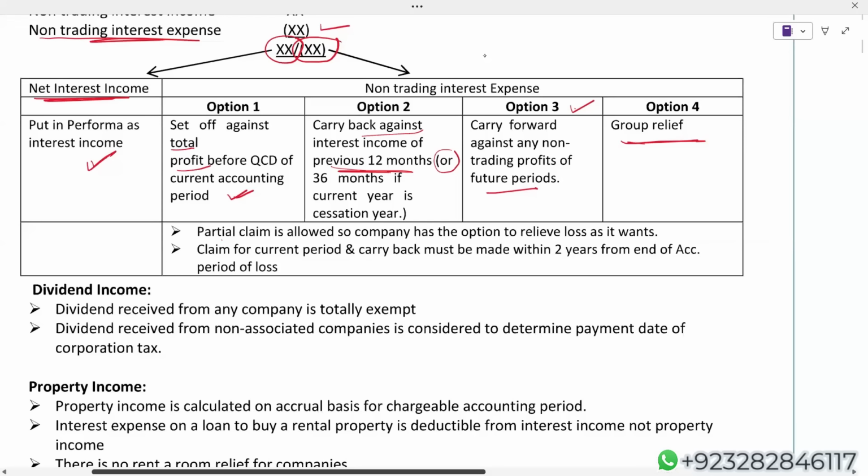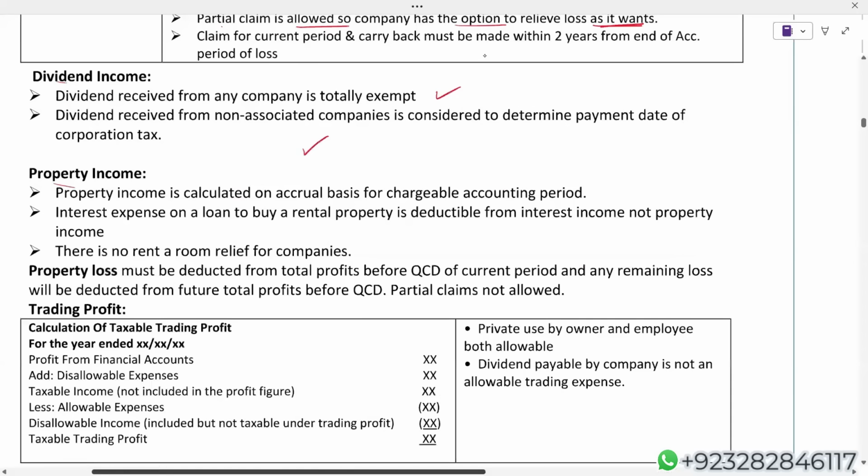Dividend income is fully exempt. We have already considered whether it is coming from associated companies or non-associated. Property income. Property income is calculated on an accrual basis. If you recall, when we studied property income for individuals, the default category is cash basis. But when we are studying property income for corporations, property income is taxable on an accrual basis.